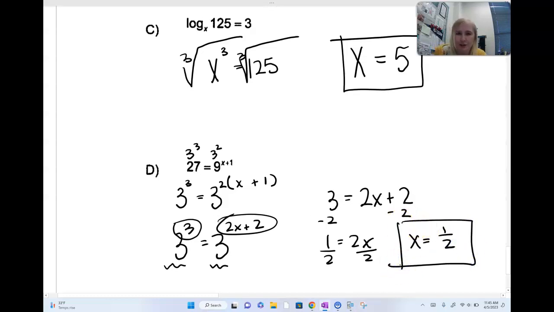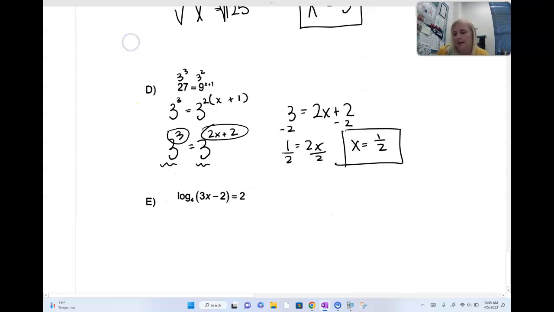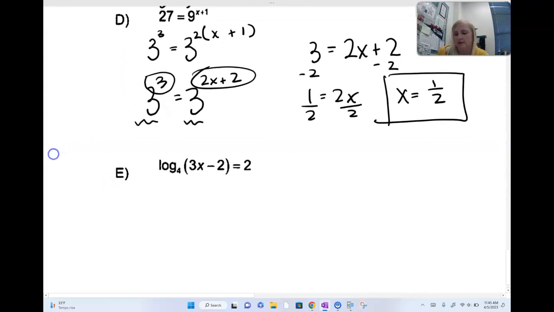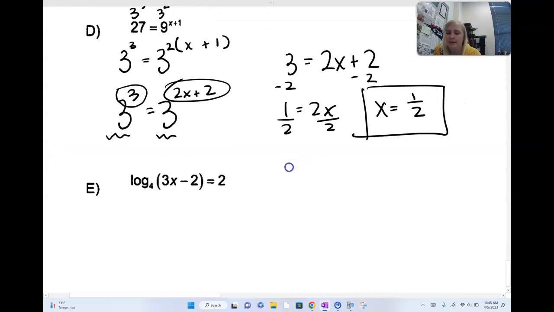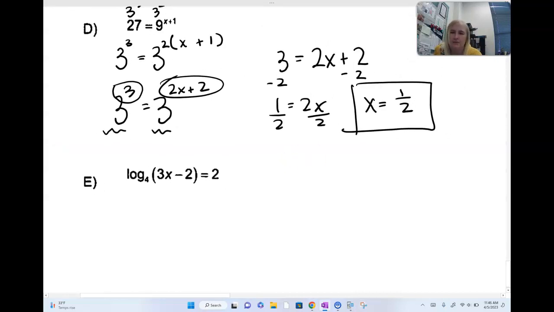Order of operations. Solving in the correct order, getting rid of things. Remember, if it's multiplying, you divide. If it's dividing, you multiply. If it's adding, we subtract. You do those reverse operations.